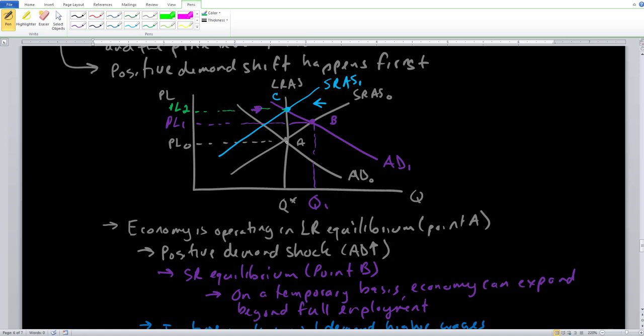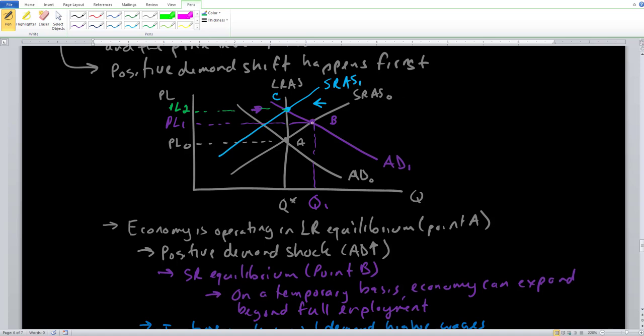This is our initial starting off point. We have full employment GDP, we have price level 0. But there's going to be some type of positive aggregate demand shock, or some type of positive demand shock. It can be something dealing with consumption, investment, government spending, or net exports. It just shifts our aggregate demand further or beyond our full employment output. And that's where we hit point B in the short run.